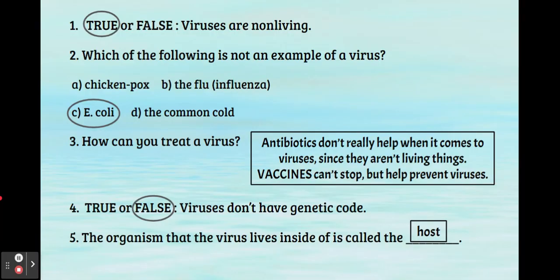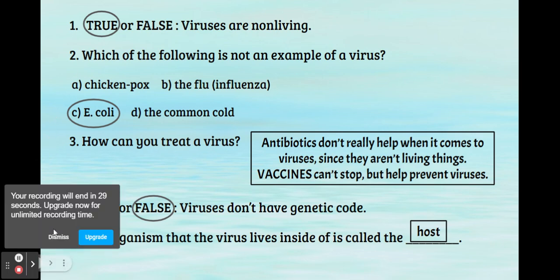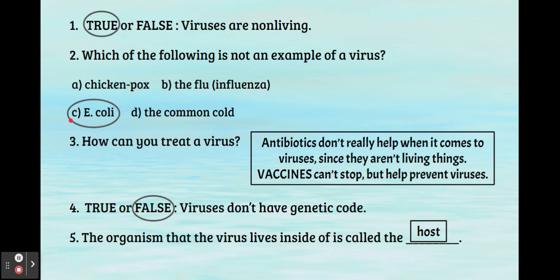So number one, true or false? Viruses are non-living. The correct answer is true. Why? Because viruses are actually, again, like we talked about, not living things. Number two, which of the following is not an example of a virus? There is chickenpox, the flu, E. coli, and the common cold. E. coli is actually a bacteria, while the rest are viruses.